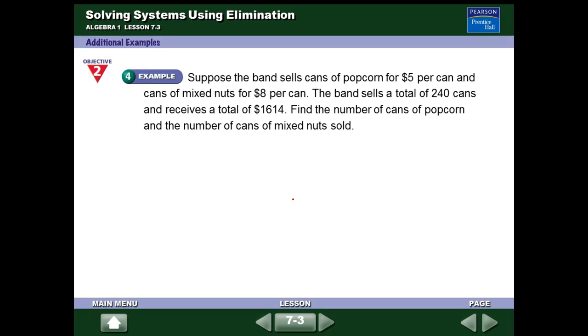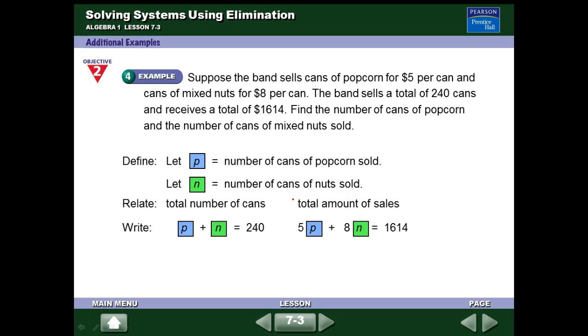Go ahead and read this. Okay, the important information here. The number of cans of popcorn sold is going to represent P. N is going to be the number of nuts sold. So my P plus N is going to equal my 240 cans sold. $5 per can and $8 per can of nuts is going to make my total of 1,614.